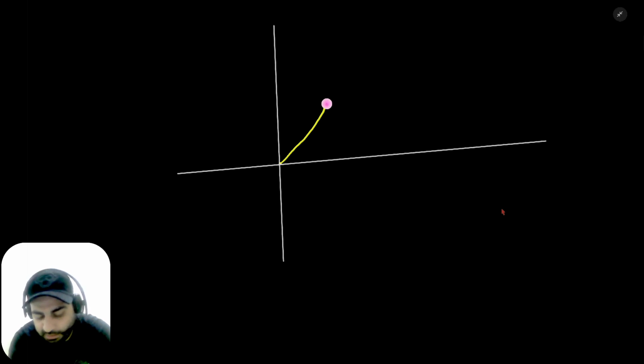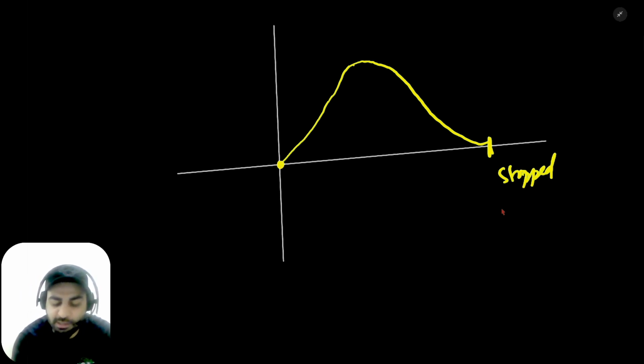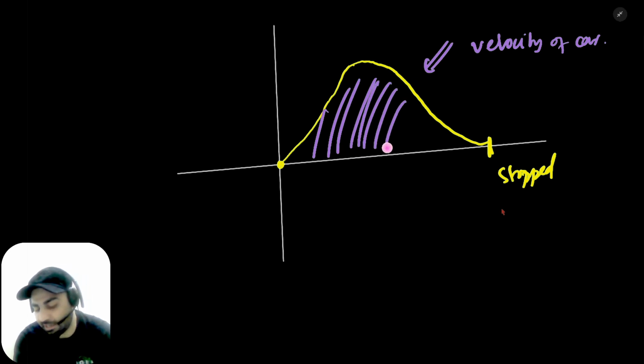If I take the example of a car running, I want to see its speed. Initially the speed will be 0, then it will go on, and at a time it will reach the peak, then it will slow down and go to 0. Here the car started, and here the car stopped, and this is the curve which represents the velocity of the car. If we want to find something, we can break it down, and sometimes we need to find the area under this curve.